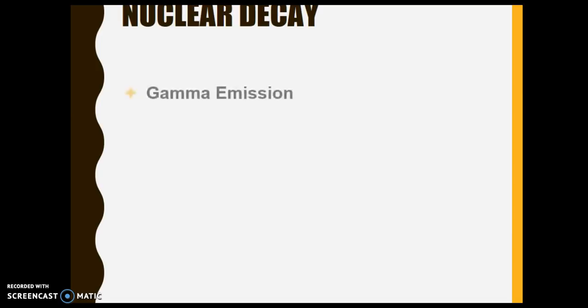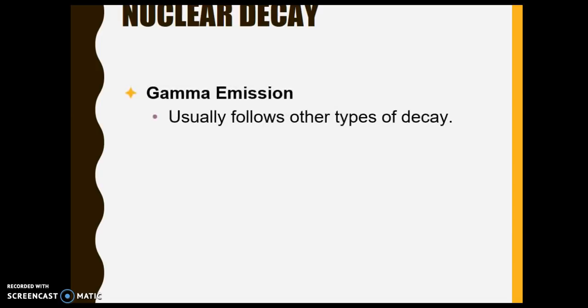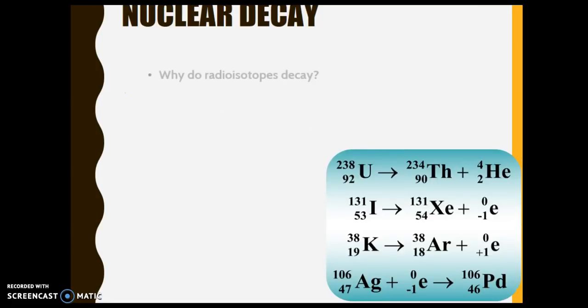With gamma, gamma emission usually follows other types of decay, so usually the isotope will go through alpha, beta, and then gamma. And I'm not going to require that you know how to write those chemical reactions for gamma, just alpha and beta. So why do they decay? Again, they decay because they want stability between neutrons and protons. They want to have that 1:1 ratio.